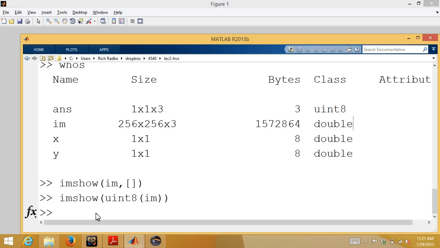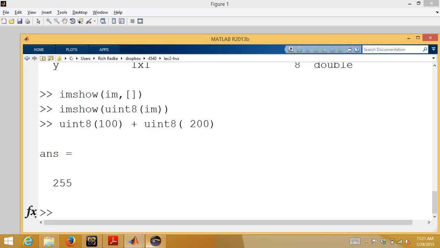Another reason that uint8 is a little bit tricky is that, let's suppose I have two numbers, say I take uint8 100 plus uint8 200, right? If I do that, I get 255, because this is treating the integers as saturating at 255. So arithmetic on uint8s is not what you would expect for arithmetic on doubles. And so whenever you want to do image manipulation involving additions and subtractions and multiplications and divisions, for the most part, you should either be using internal MATLAB commands or casting to double before you do things. We'll get into that later.